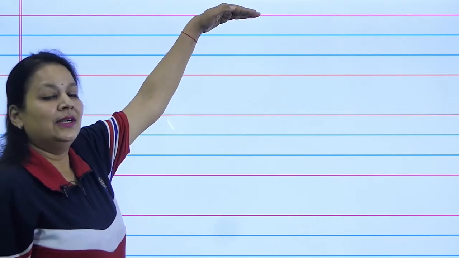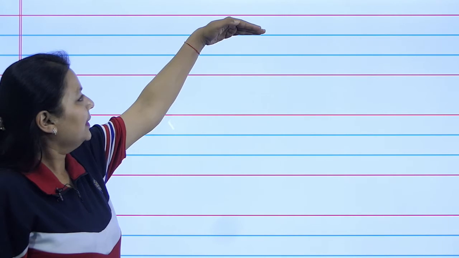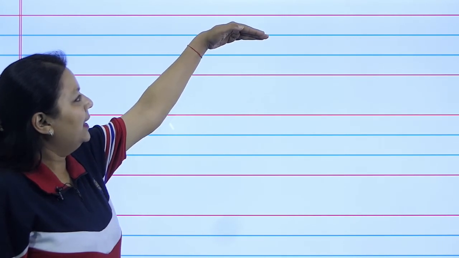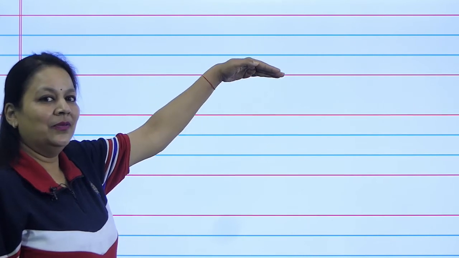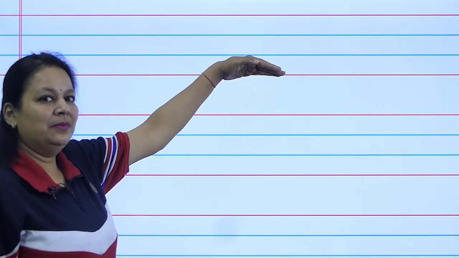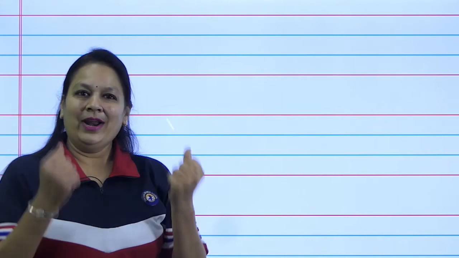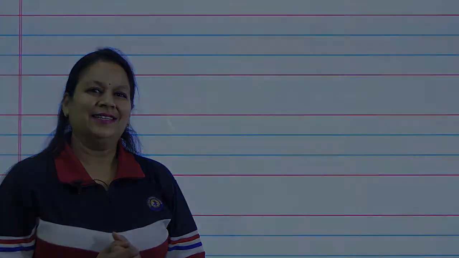First one is top line. Second one is middle line. Third one is baseline. And the fourth one is bottom line. Hooray! We have done it.